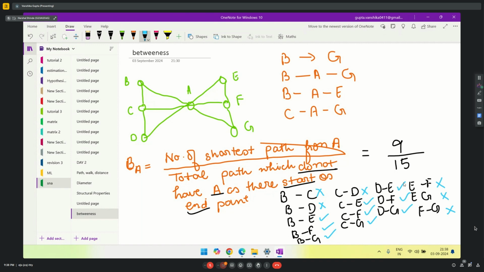Any other doubts in betweenness? Vanshika, you told a definition in the starting, can you repeat it once again? Betweenness is like what I said. For a particular node, betweenness is how many times a particular node will come in between the shortest path of any two nodes. It was not really a definition, that I only said. It's not a definition written somewhere.